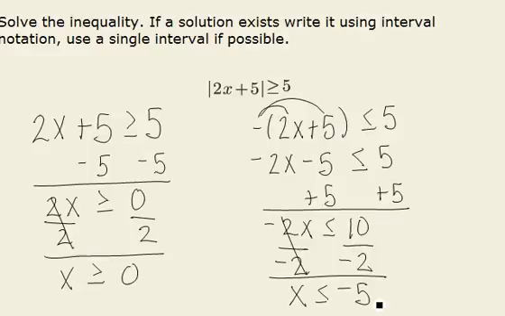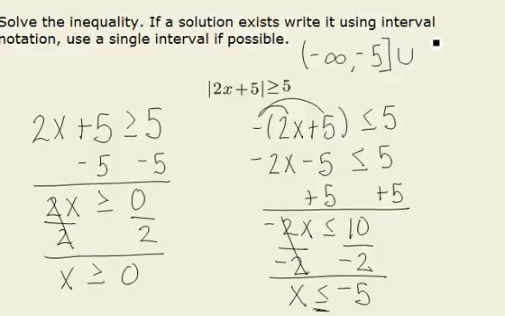Now we have to put this in interval notation. We know x is less than or equal to negative 5, so x can be any value that is less than negative 5, all the way down to negative infinity. It goes to negative 5, and then we have to decide whether or not we want a rounded bracket or a square bracket. Since x can be equal to negative 5, then we're going to put a square bracket.